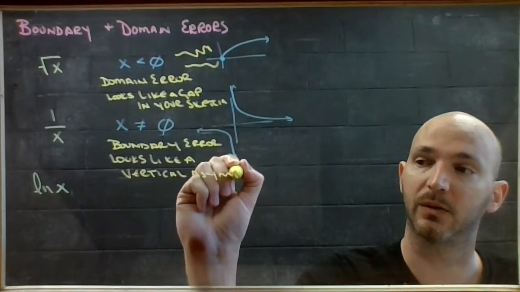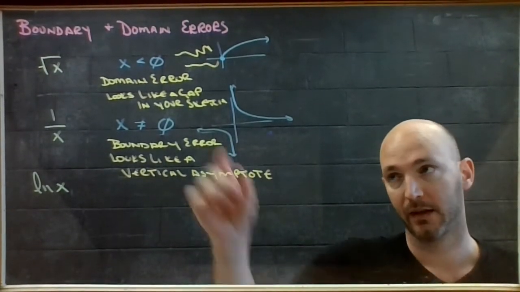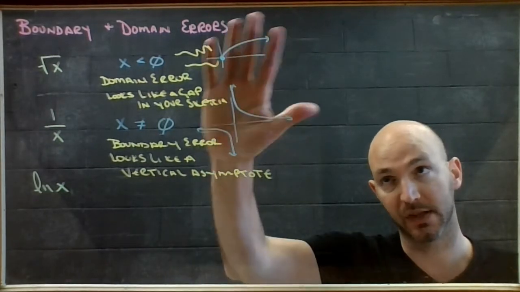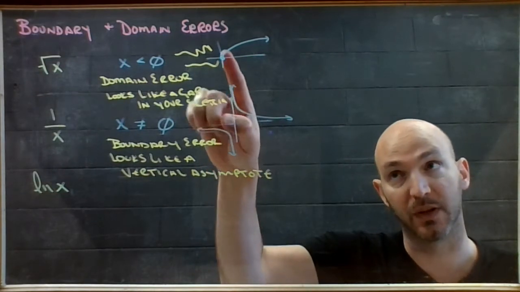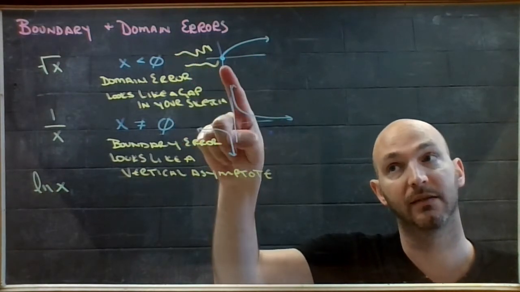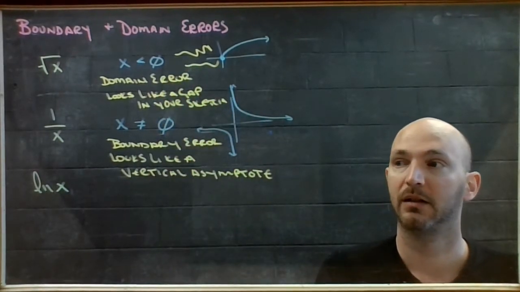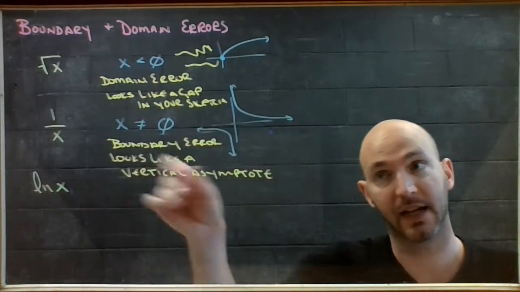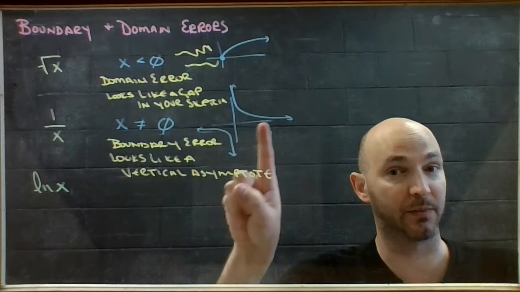Okay, so comparing these two functions then, the radical has a domain error, but no boundary error. You notice there is no asymptote there. The boundary between where it works and where it doesn't, right, when x equals 0, is perfectly fine. The rational doesn't have a domain error. It's okay in the negatives, it's okay in the positive. It's just a problem on that boundary between the two regions.